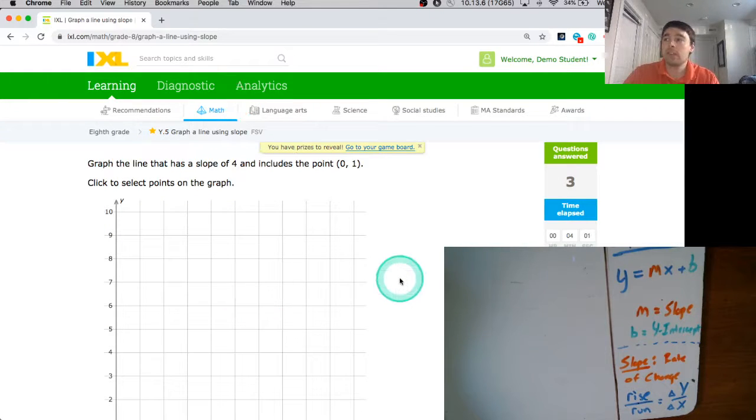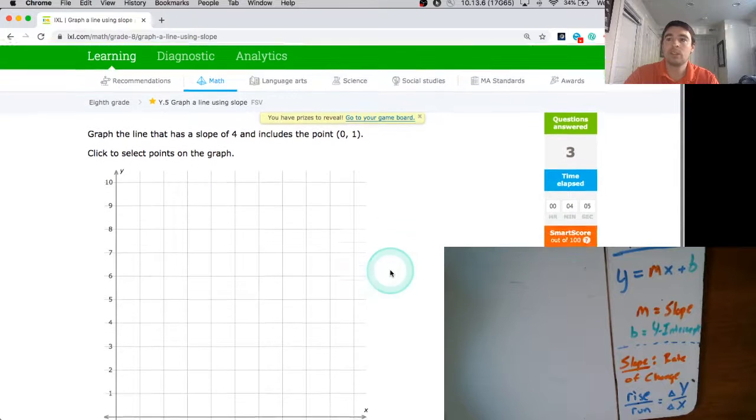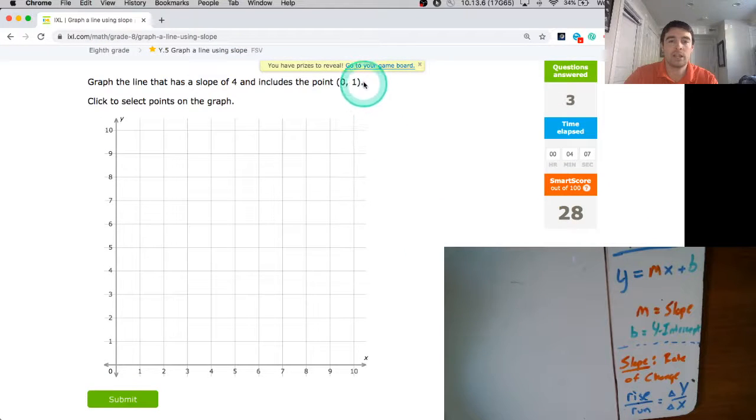The rest of this assignment stays largely the same. They're going to give you a point and the slope, and you use that slope to graph the rest of the line. Here, our original point is 0 and 1. It's really the y-intercept, and our slope is 4, so that means we go up by 4, 1, 2, 3, 4, and right by 1. Now we have a graph that goes to the point 0 and 1 and has a slope of 4.